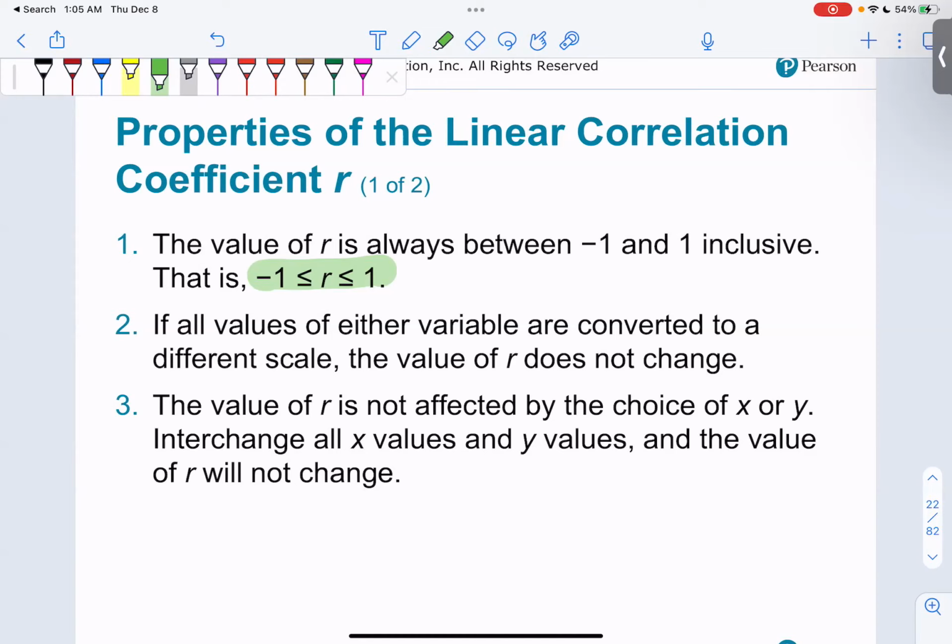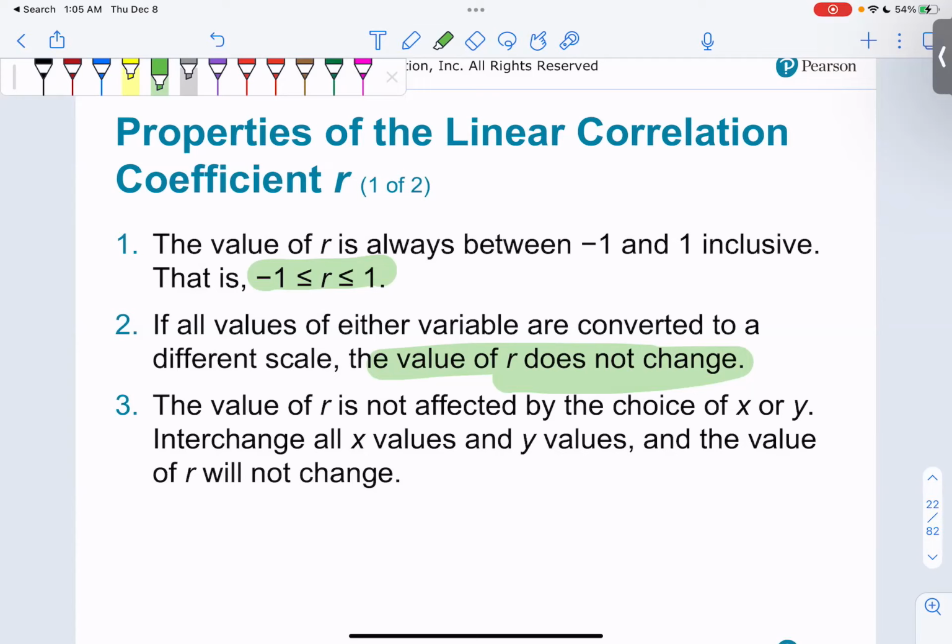So now, if we change the other thing here, if we multiply our random variable by any number, or divide by any number, and then we calculate R, the R will not change. R will not change if we change our random variable to a different scale.